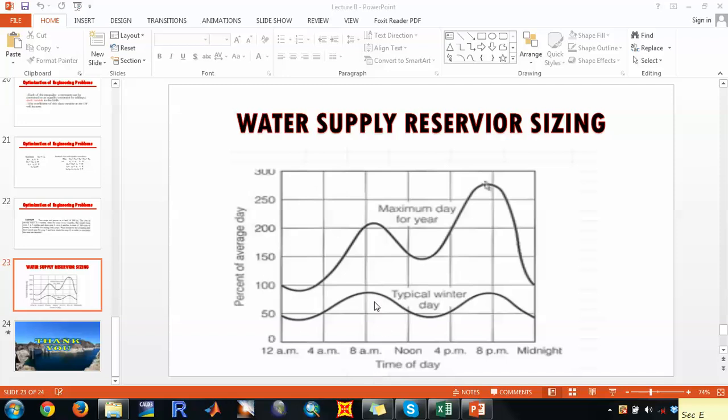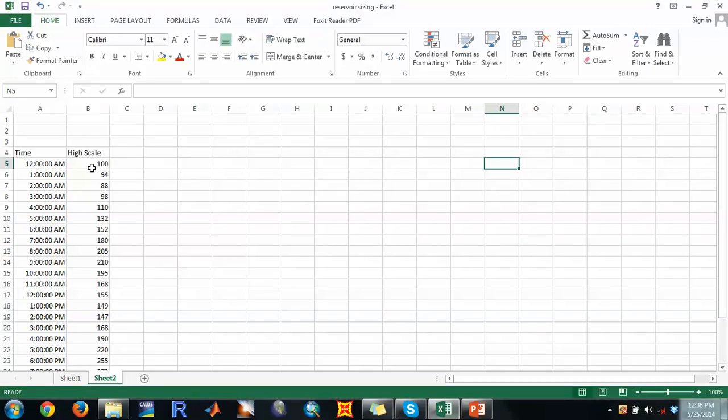So if you can collect data from this curve, from the maximum one, because we are designing a reservoir, and the reservoir should be capable of storing the water during the maximum time. So we can collect points at different times from here. So if you see, for example, at time 12 a.m., we have like 100% of average day. So we can write that here as 100 at 12 a.m.